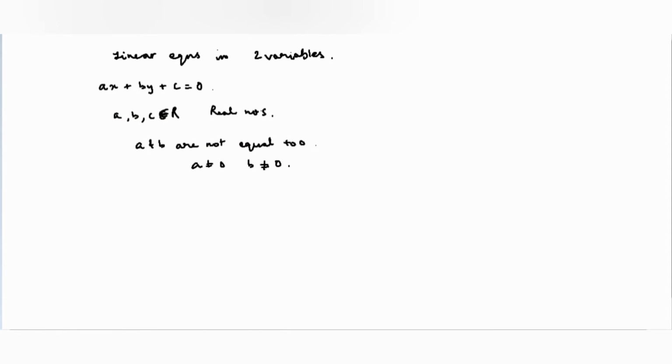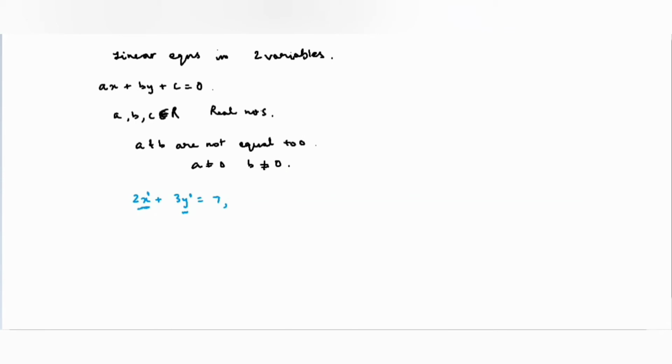So let us take an example to understand this better. We can have an equation such as 2x plus 3y equals 7. This is an example of a linear equation in two variables. x is one variable, y is another variable. The power of x is 1, the power of y is also 1. And you can frame infinite examples.